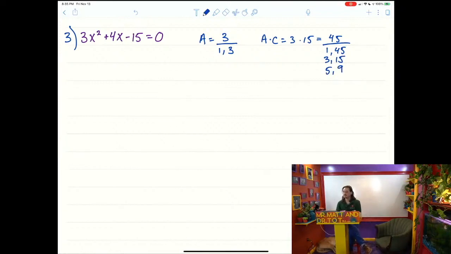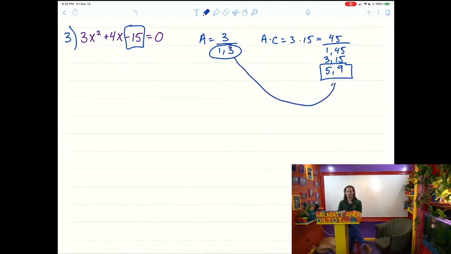Looking at this, notice that 1 and 3 will work because 5 is divisible by 1 and 9 is divisible by 3. So we can break this up into parentheses. I'm going to put a 1x and a 3x in the right positions. I'm going to have to divide the inner value by 3 because it has a coefficient of 3 on the other side. Now the first term of 1x has a coefficient of 1.